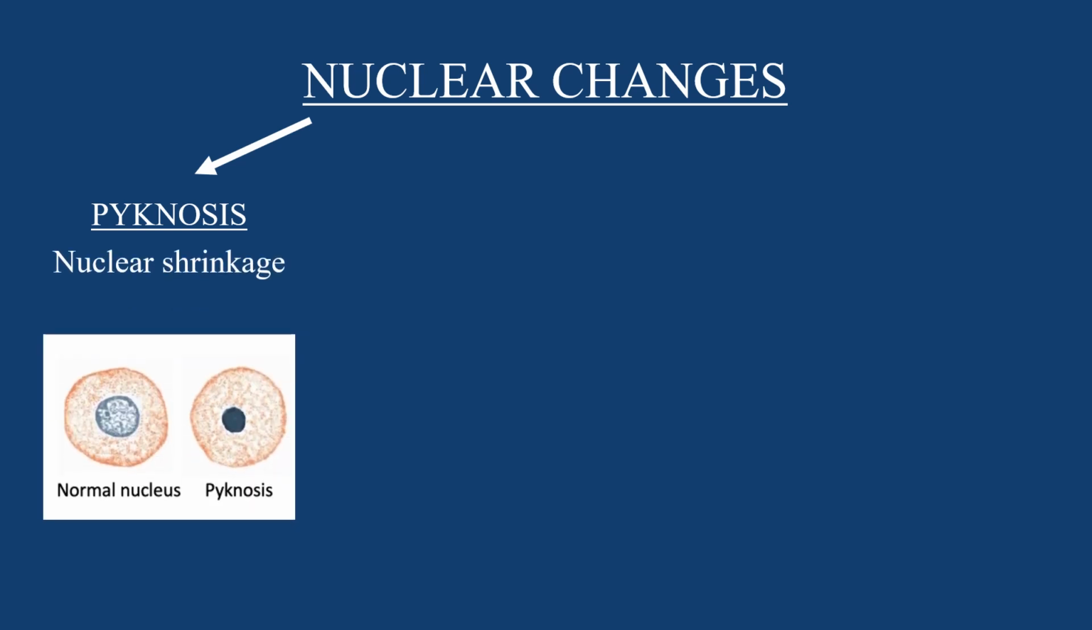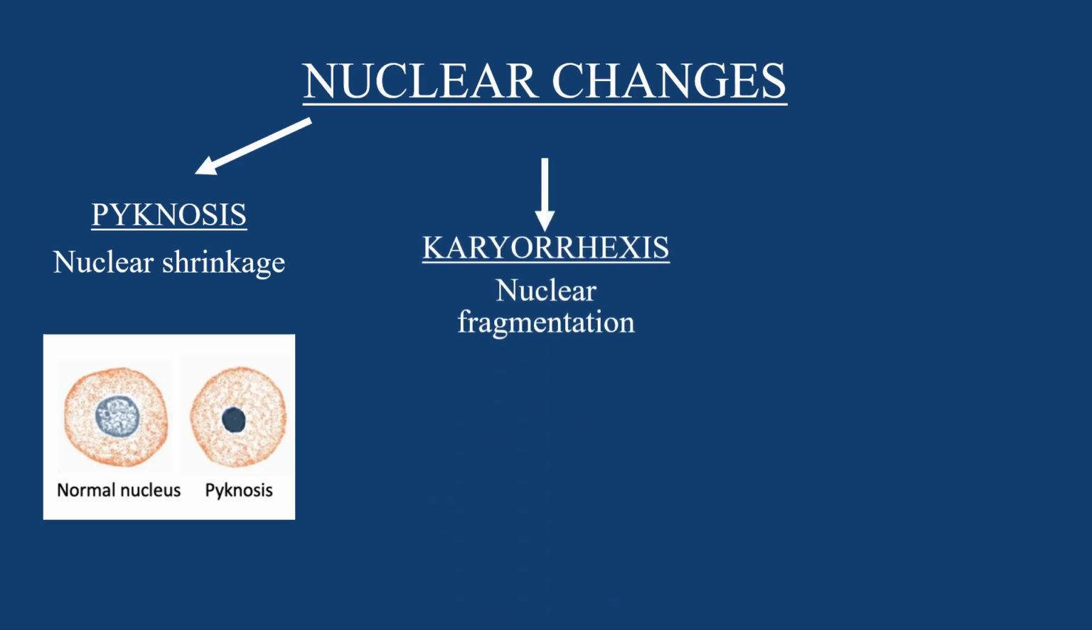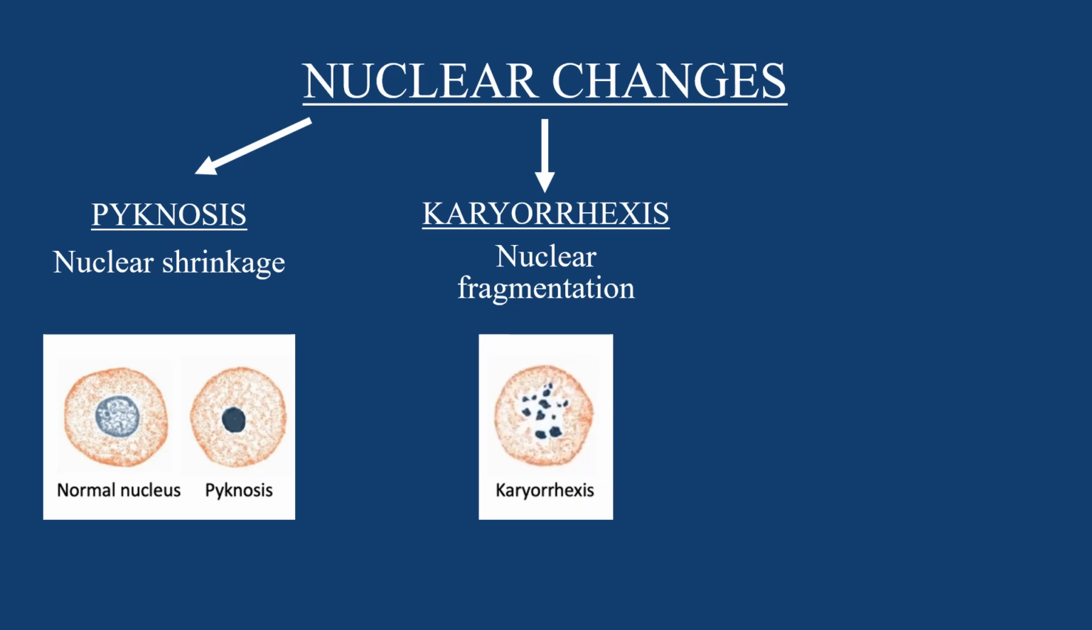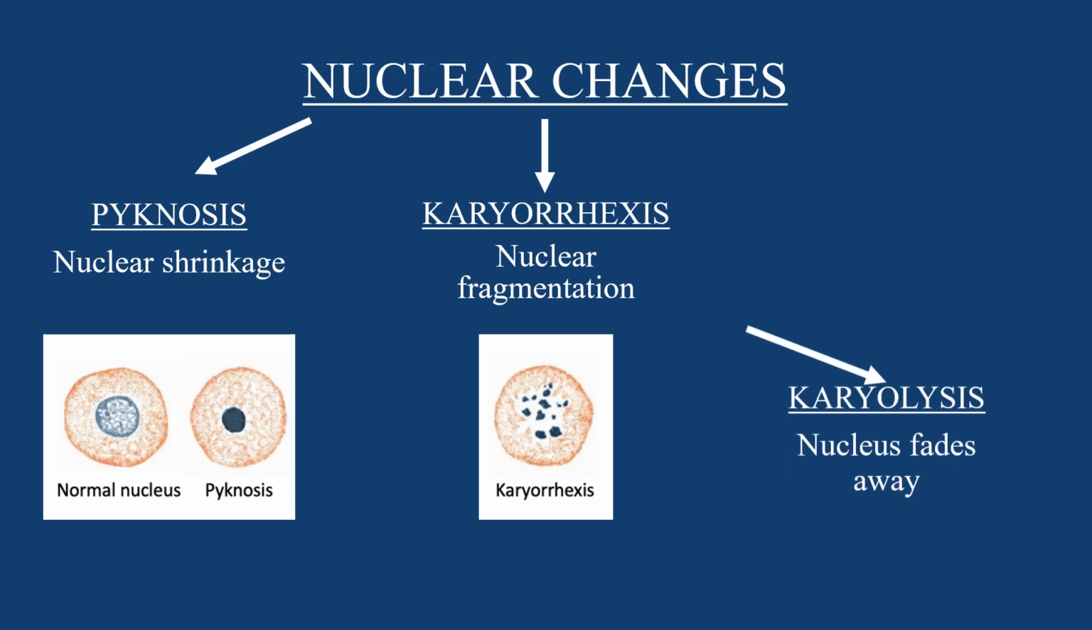In nuclear changes, we have three nuclear changes that have been described in necrosis. One is pycnosis. What happens in pycnosis? There will be nuclear shrinkage. As you can see in this image, we have a normal nucleus on the left side, and on the right side that nucleus has shrunk. This is pycnosis. Secondly, we have karyorrhexis. Karyorrhexis is known as nuclear fragmentation. So you can see the fragments of nucleus in karyorrhexis.